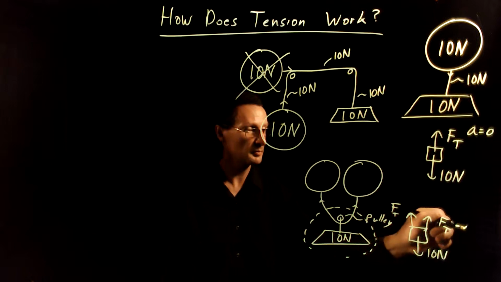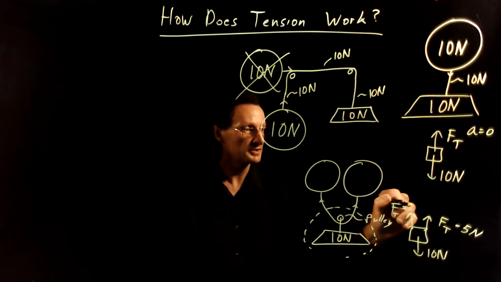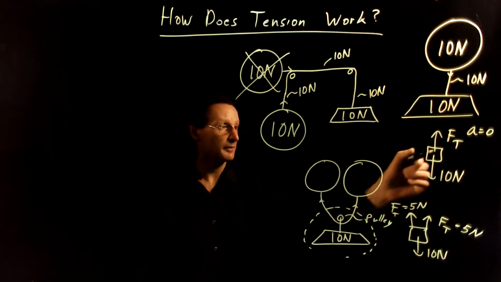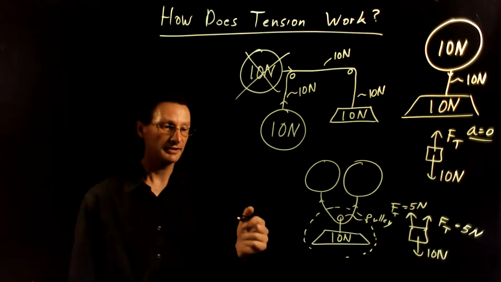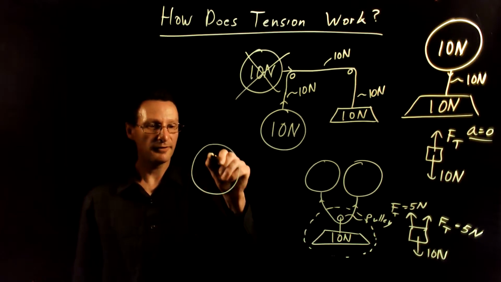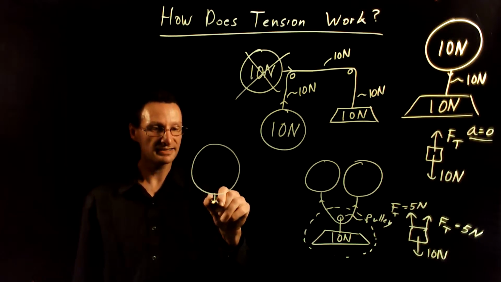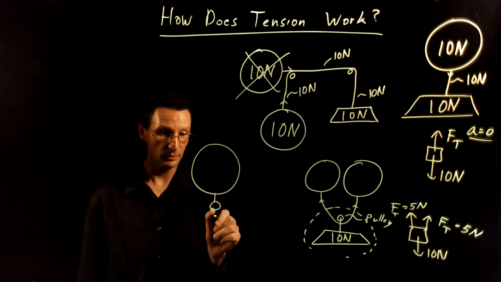So of course these are going to be 5 newtons each. You can see that based on the acceleration being 0. Okay? All right, let's do another scenario here. Imagine we have one scale, and now we attach that scale to a pulley of its own.